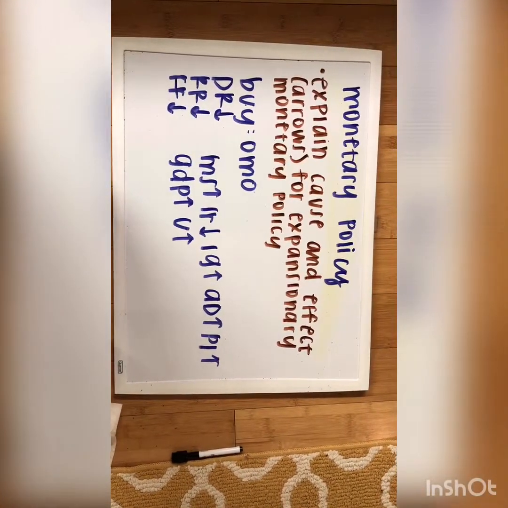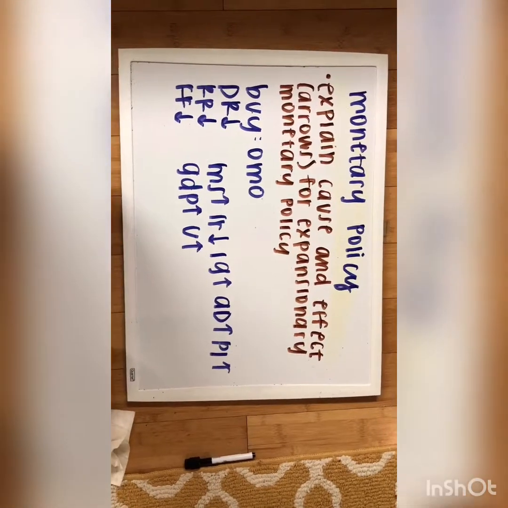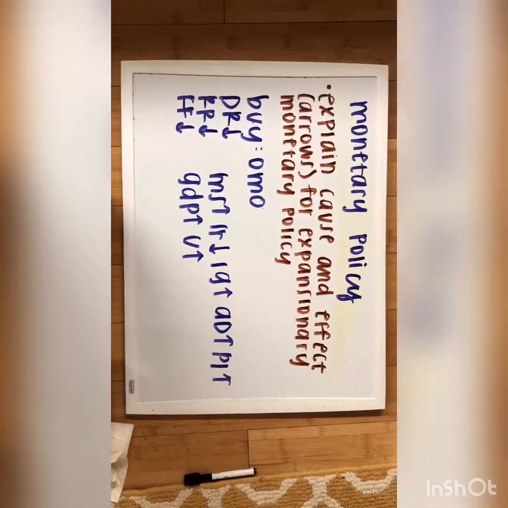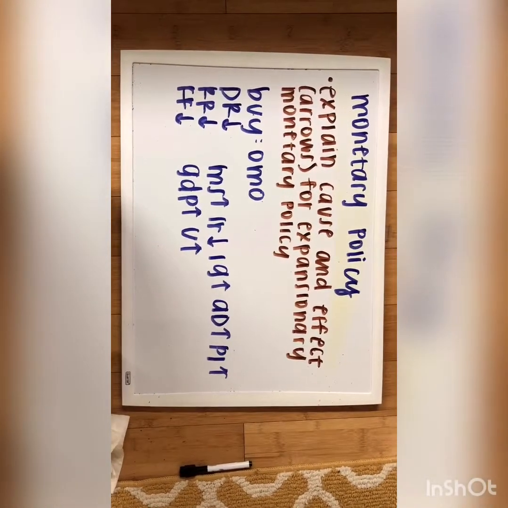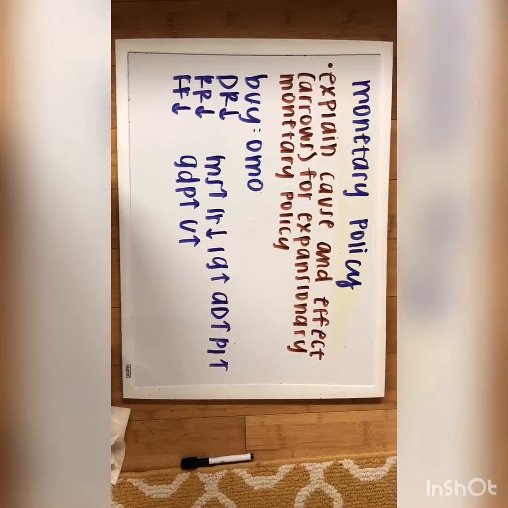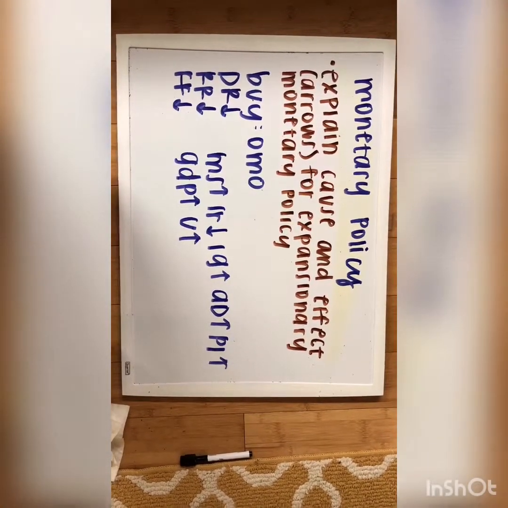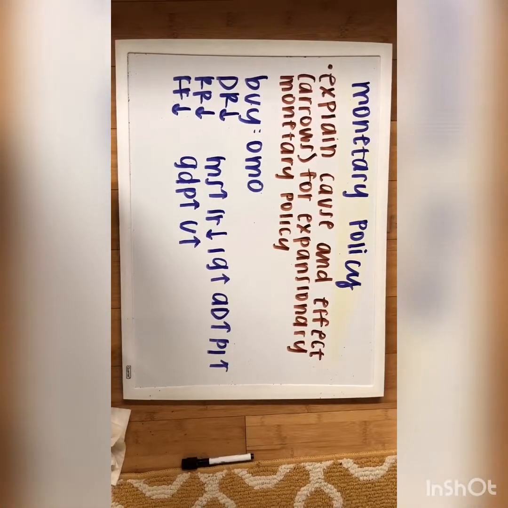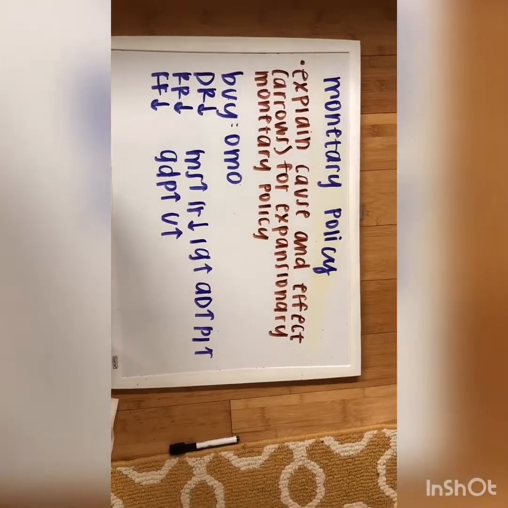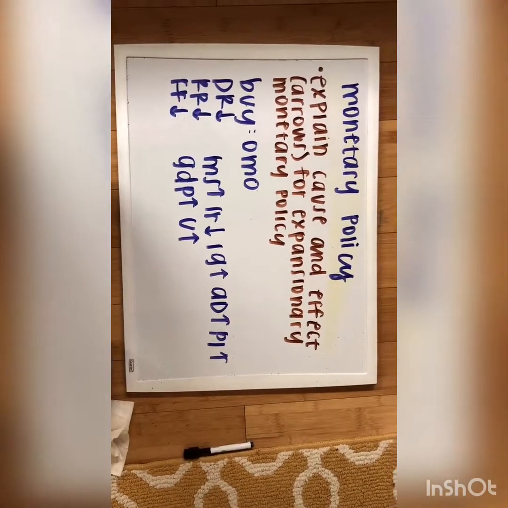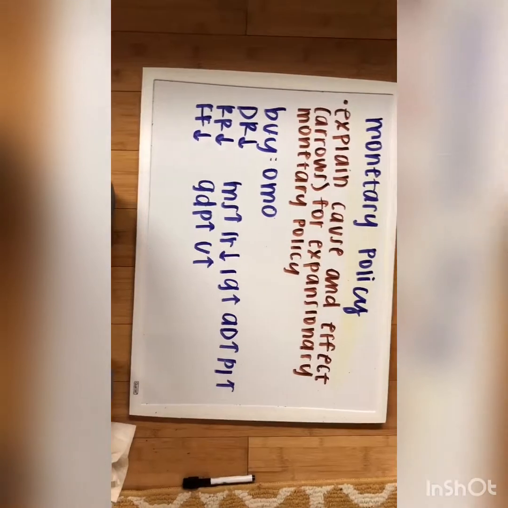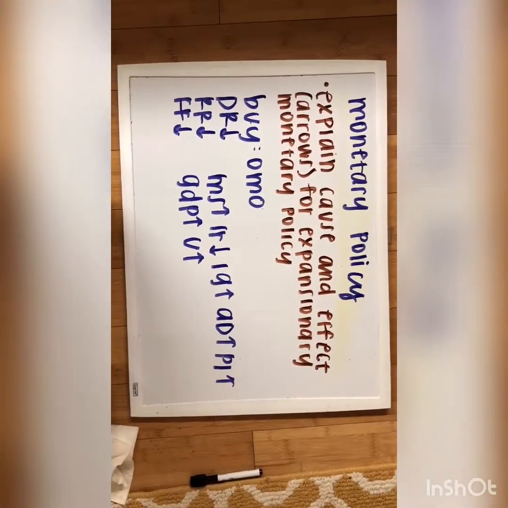Our next question is, explain the cause and effect arrows for expansionary monetary policy. For buying, it would increase the money supply for open market operations. It would decrease the discount rate, decrease the required reserve, and decrease the federal funds rate. It would increase the money supply if you bought bonds for open market operations, because if you're buying bonds, you're putting more money into the system and therefore increasing the money supply.